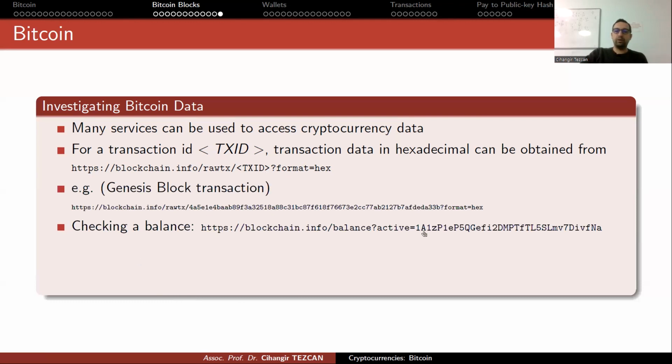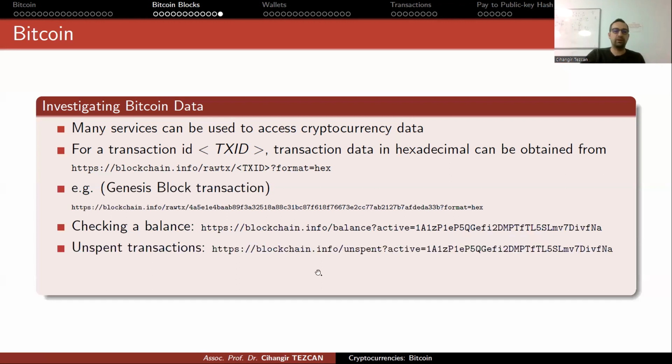Checking a balance, you can write the wallet address here. This is the address that is used in the Genesis block by Satoshi. You can follow this link and see all of the transactions they received, the total amount they have, and how much they spent so far, and so on. If you want to look at the unspent transactions, you can simply write unspent instead of balance, and you can see the unspent cryptocurrencies of that wallet address.